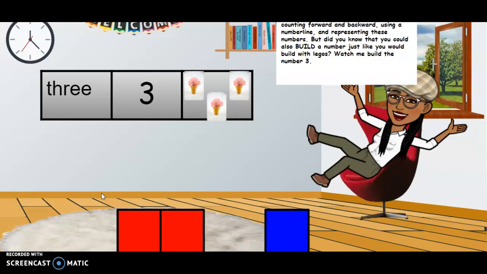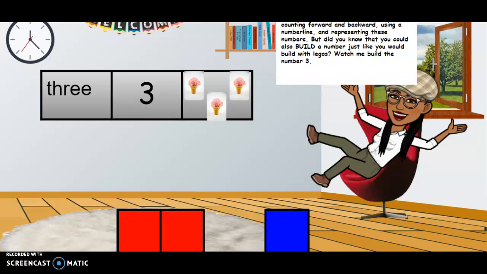Okay, friends, so we have been working with numbers 0 to 5, counting forward and backwards. We even used a number line and we even represented numbers. For example, let's look at the number 3. We represented the number 3 in word form, and in number form, and we also represented it in pictures. Okay, so did you know that we can build numbers just like we build Legos?